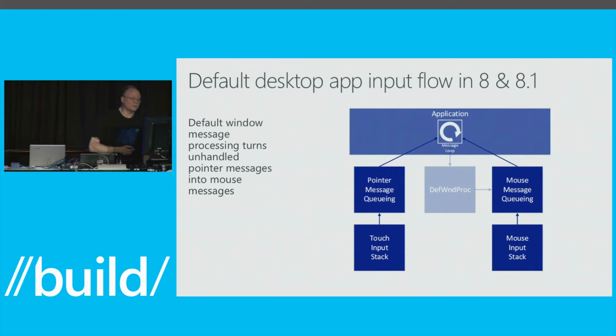It falls through the default processing, which means it comes to DefWindowProc. And at that point, we've got code that basically says, oh, you're an older application. We're going to turn this into a mouse message and see if you can handle that. And we basically inject a mouse message into the mouse messaging queue, and that goes to the application, and it works. So the end result of this is that the application works with both mouse and touch input.